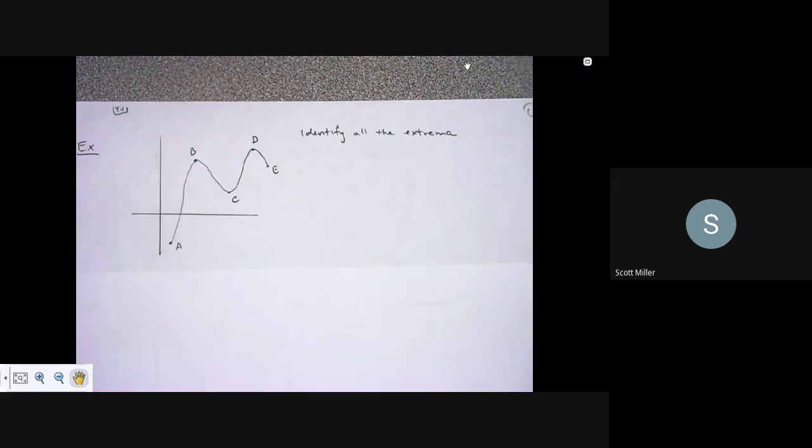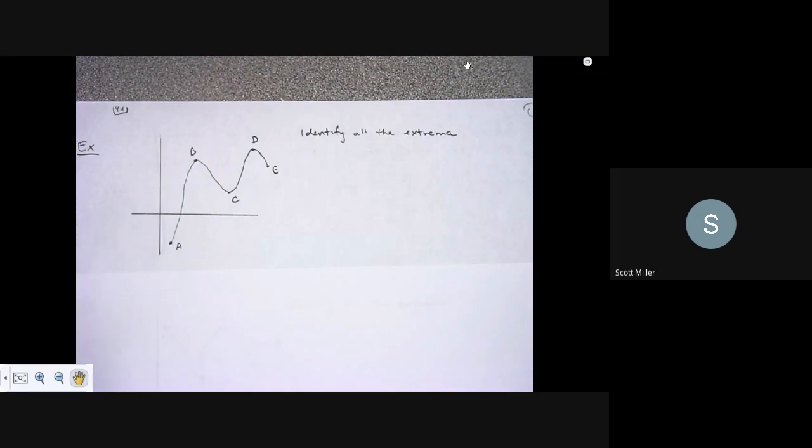Okay, so let's continue on. Let's look at some examples here. Let's see if we can figure out some stuff. I have a couple examples here. Let's see if we can identify some extrema. So here's our picture right here, and we want to identify all the extrema.